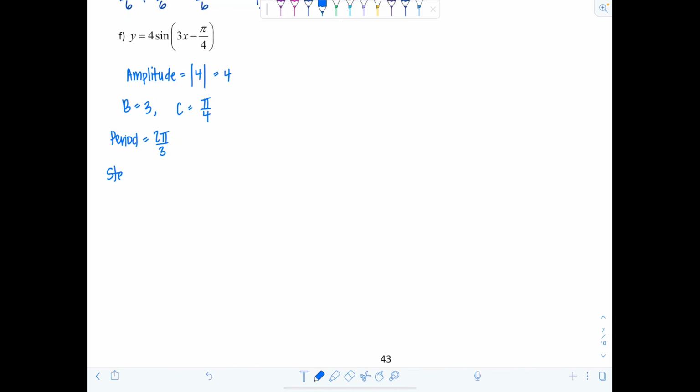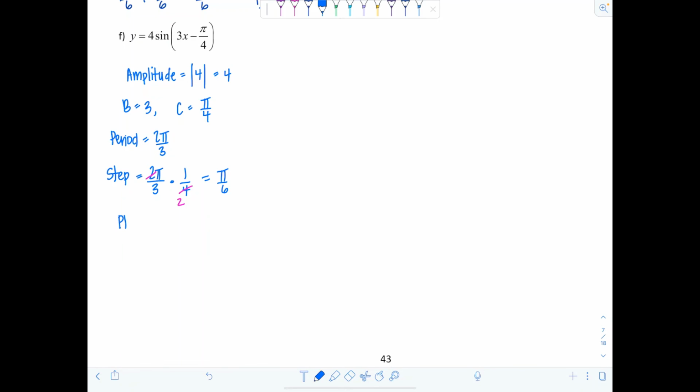The step is the period divided by 4, right? When your period involves a fraction, instead of dividing by 4, just think of multiplying by 1/4. It's much easier. So 2 pi over 3 times 1/4, the 2 and the 4 are going to cancel. And you're left with pi over 6. So the step is pi over 6.